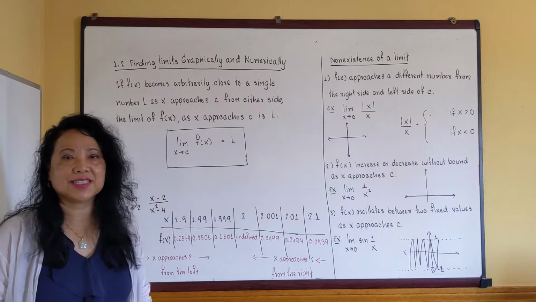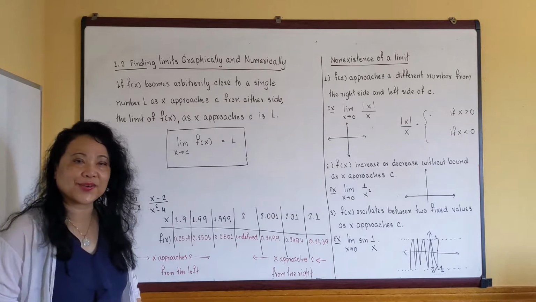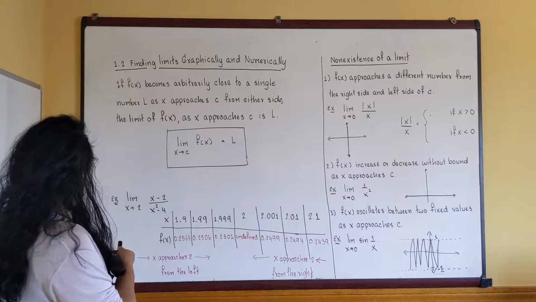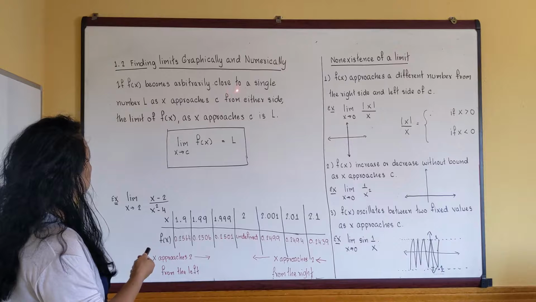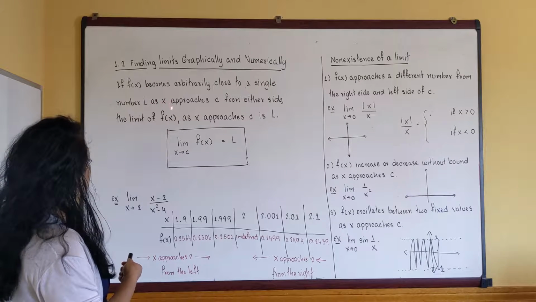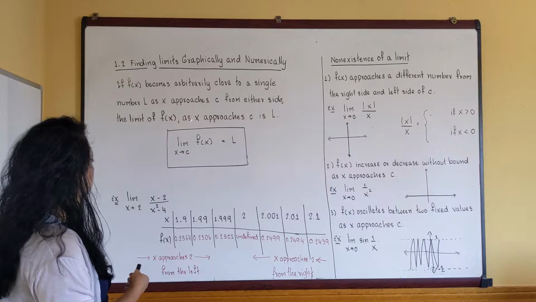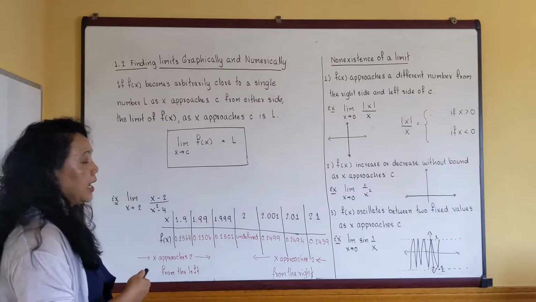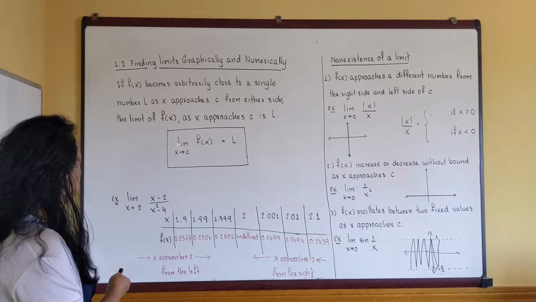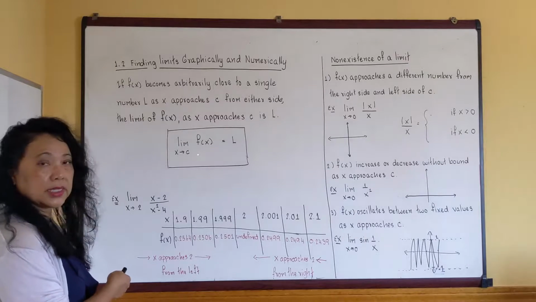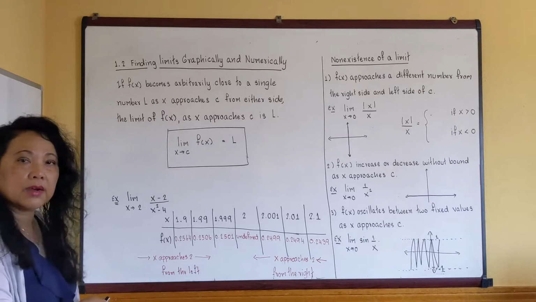Let's continue our section 1.2, find limits graphically and numerically. So the definition: if f of x becomes arbitrarily close to a single number L as x approaches c from either side, then the limit of f of x as x approaches c is L. So this is the notation. This is a function f of x, and as x approaches a particular number c, the limit is equal to L.